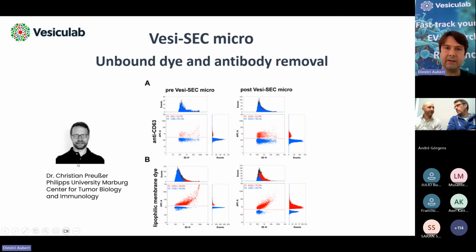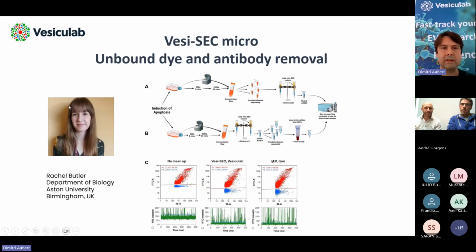A bit later in the year, Rachel Butler, a PhD student at Aston University, compared the efficiency of the spin column approach to the gravity flow column approach, and she was able to get equivalent results to gravity flow size exclusion chromatography. But instead of spending half an hour doing so, she could get it in 1 minute spin.